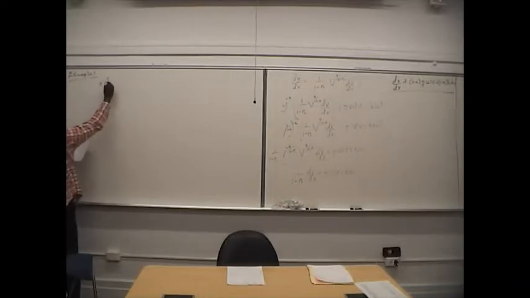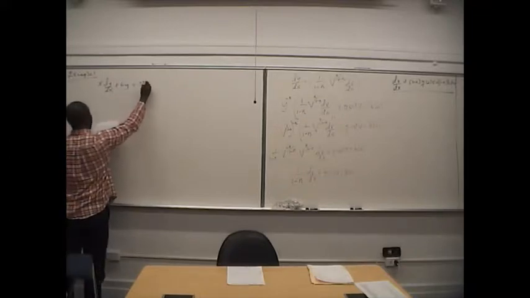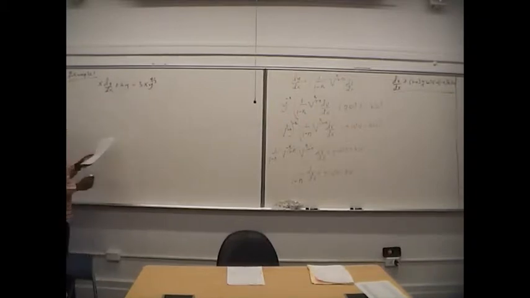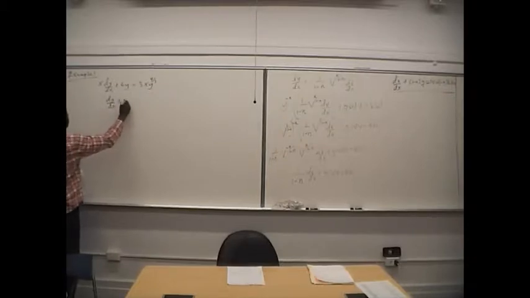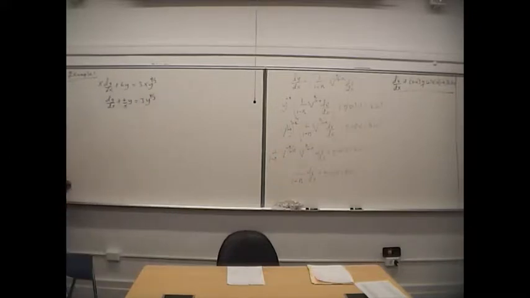Solve the differential equation x dy/dx + 6y = 3xy^(4/3). Now if I divide through by x, I have dy/dx + (6/x)y = 3y^(4/3). So this is clearly Bernoulli, because my n is different from 0 or 1. Of course, this is non-linear, so you wouldn't be able to even do the integrating factor at this point in time.